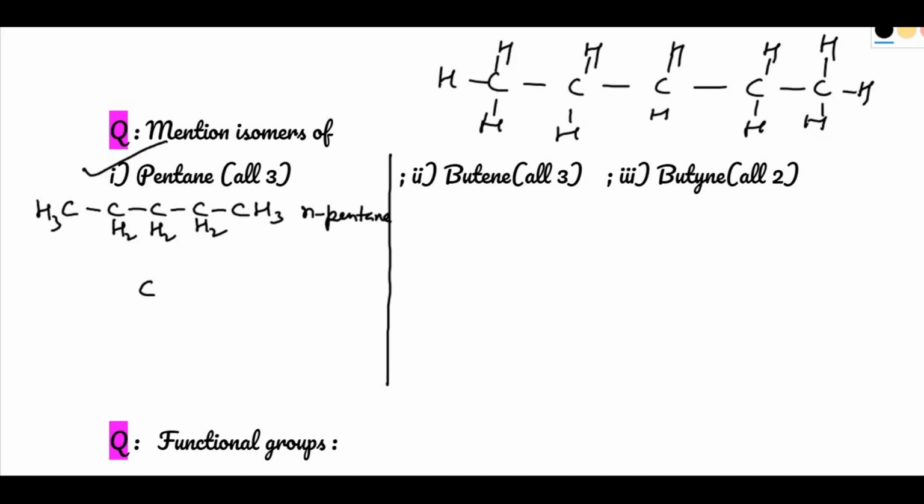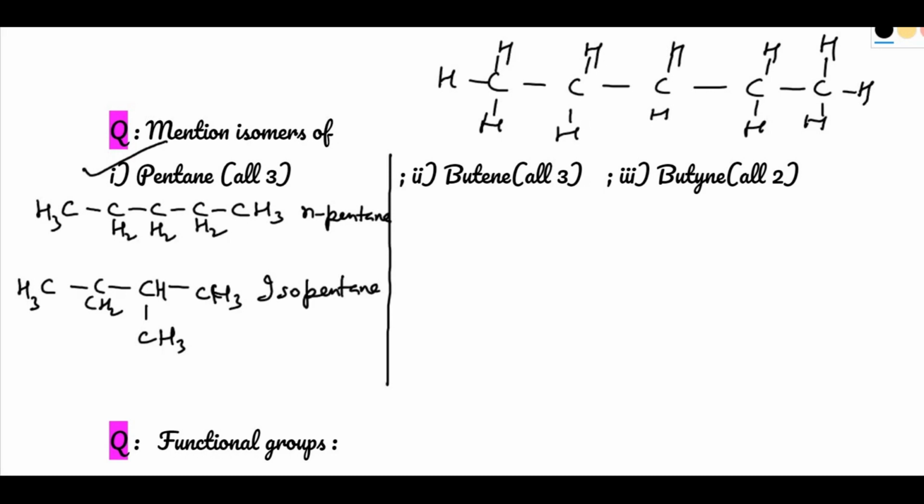Coming to isopentane. Isopentane is what? 1 carbon attached to 3 carbon atoms. Then we have 1 extra carbon also. Totally pentane, 1, 2, 3, 4, 5. So this is CH3. This is CH2. This carbon has 3 bonds done, so a CH, and this is CH3. And this one is also CH3. So this is called isopentane.